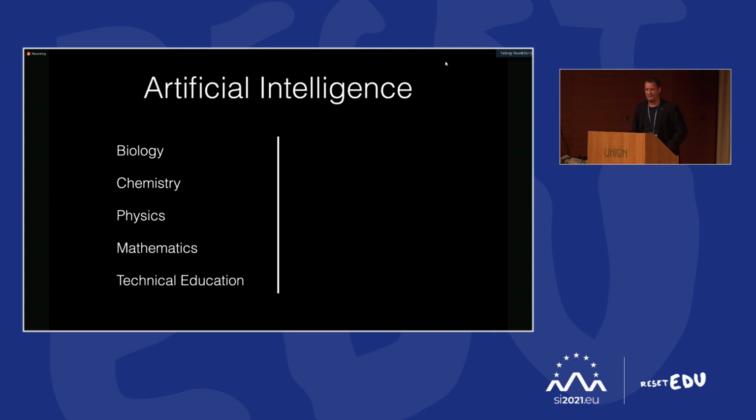And what about AI? Or, simplified, logistic regression, right? How much do we learn about that in primary school, secondary school?